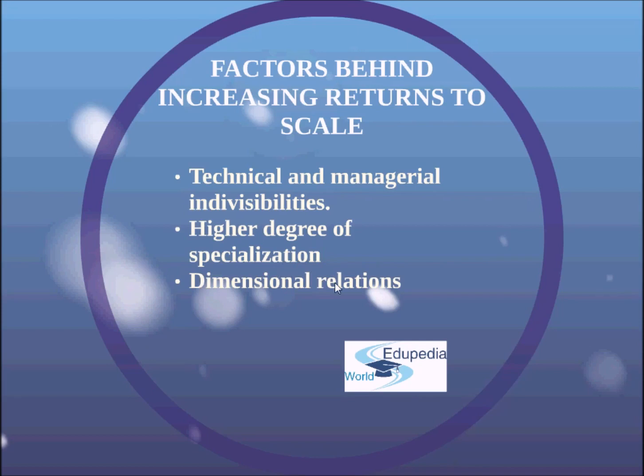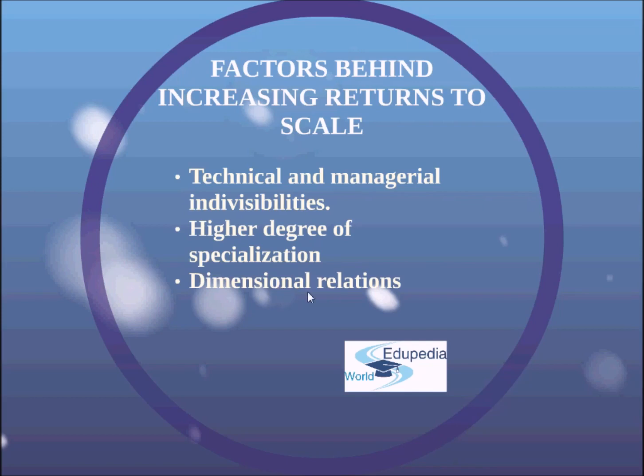Next factor is dimensional relations. Some aspects are connected to increasing the dimensions. For example, when the length and breadth of a room are doubled, then the size of the room is more than doubled. Similarly, when we increase the diameter of a pipe, the flow of water is more than doubled. So some aspects are related to dimensional relations.